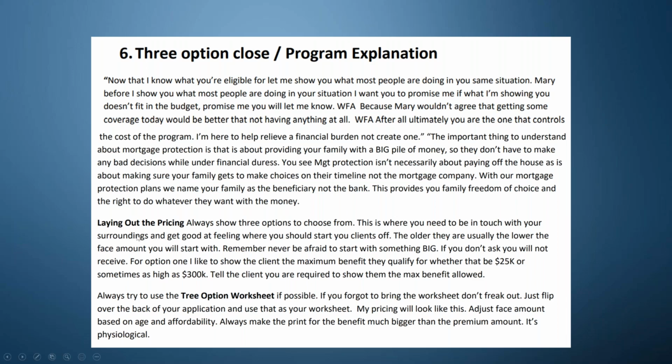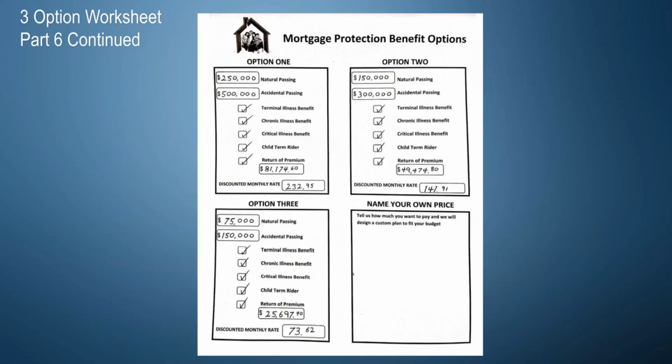All right, let's transition. I think I have this up next. I had already pre-filled out a mortgage protection 3-option worksheet. Now, Jimmy, in this particular scenario, you guys have a $150,000 mortgage, okay? So in this situation, guys, I'm laying out the options. I'm going to show option 1. In this particular case, it's going to be 250,000.